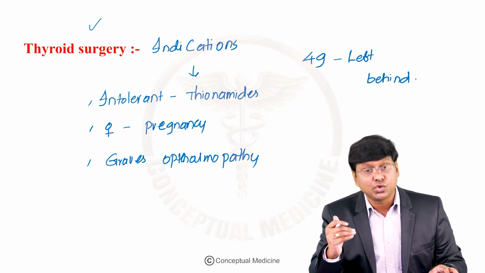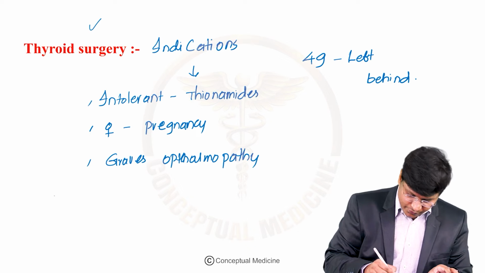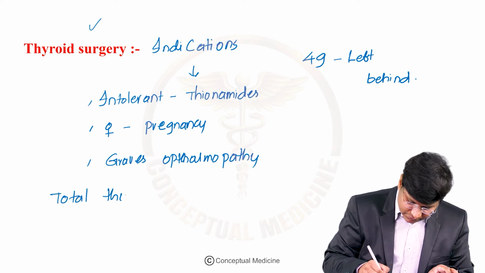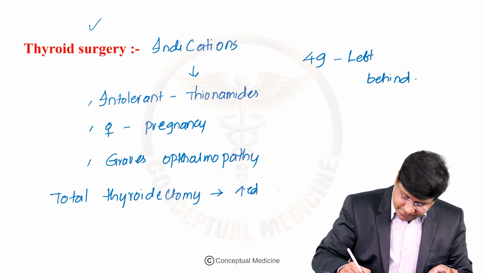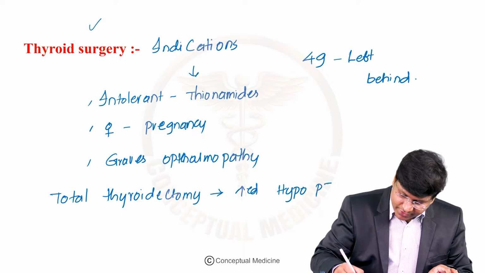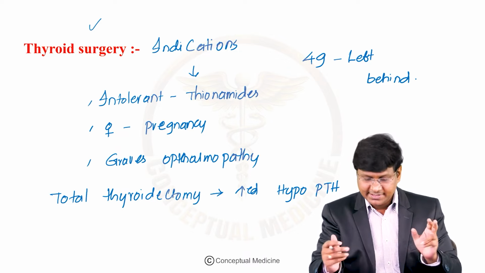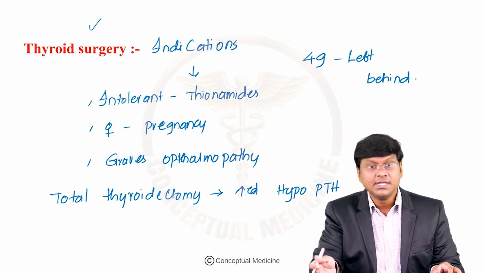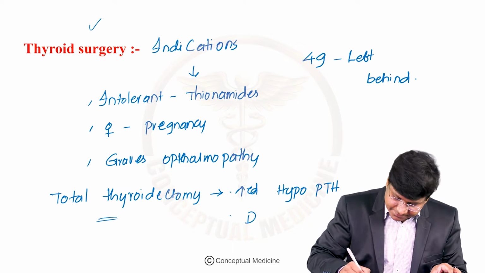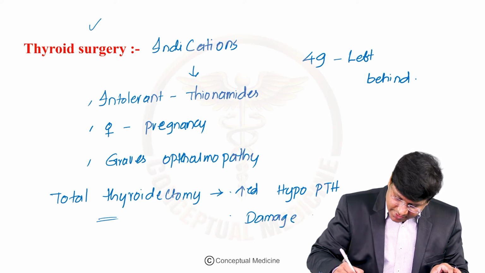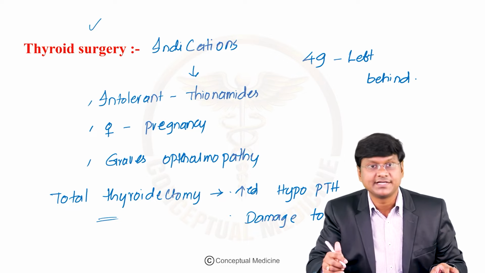But when you are doing total thyroidectomy of both lobes, there is an increased risk of hypoparathyroidism, because the parathyroid glands are present just behind the lobes of your thyroid gland. So whenever you are resecting the thyroid lobes, there is a high chance that the parathyroid glands are resected out. And another important abnormality when you are doing total thyroidectomy is that there can be damage to the recurrent laryngeal nerve, and thereby the individual can have hoarseness of voice. So that is about your thyroid surgery.